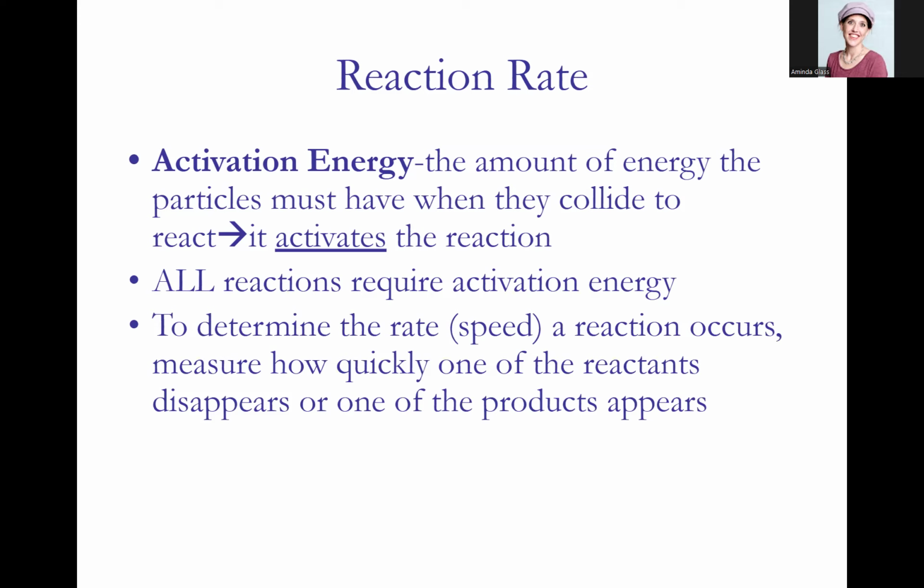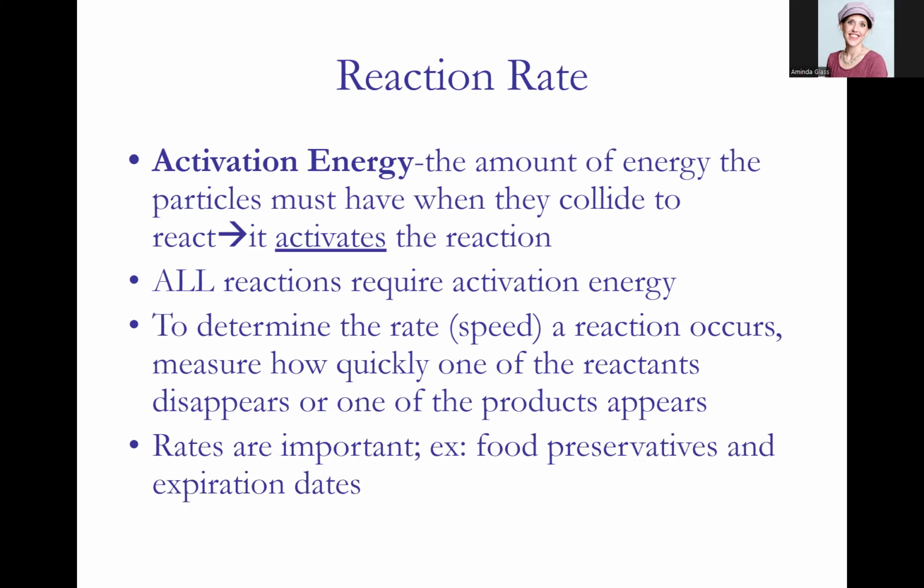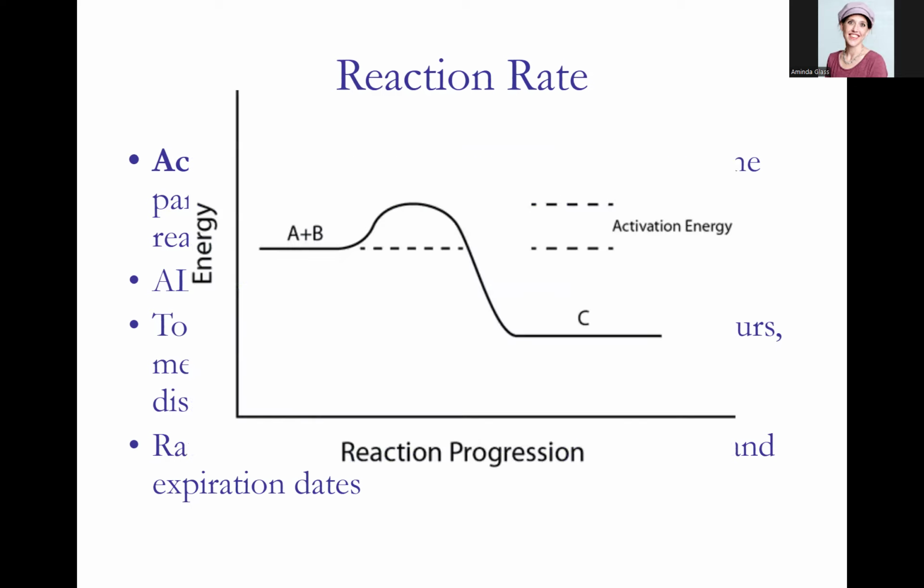Now, to determine the rate or the speed a reaction occurs, you're going to measure how quickly one of the reactants disappears or how quickly one of the products appears. And rates are really important. If you don't think so, have you ever looked at an expiration date on your milk or on your eggs or any other food product? The expiration date is determined by the rate of the reaction. So these are really important in our lives.